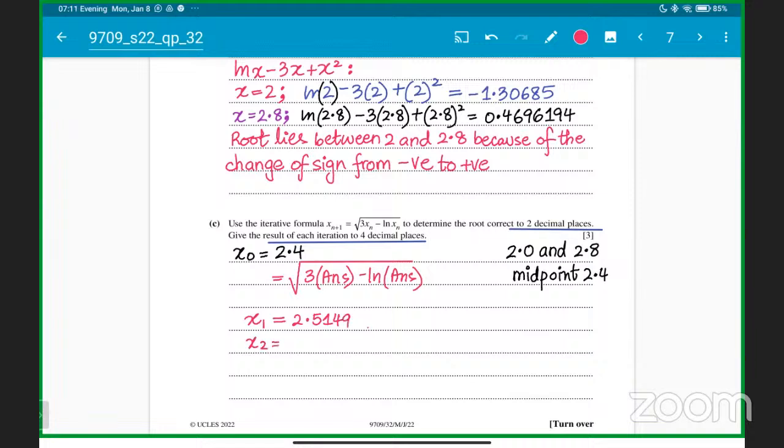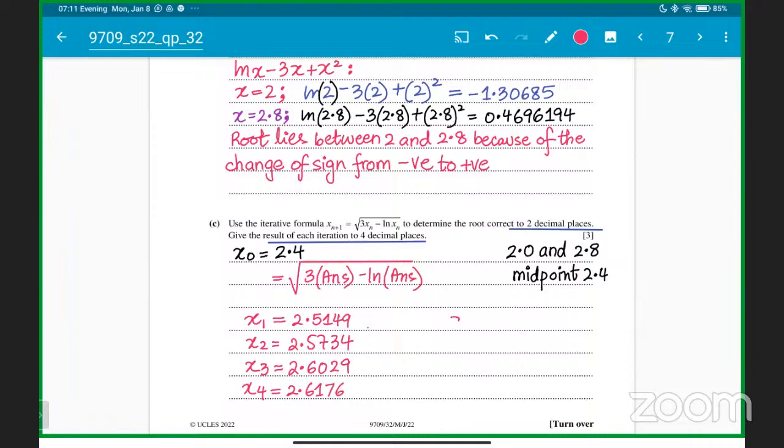Then press equals again, so I'm getting 2.5734 to 4 decimal places. You have to give the result of each iteration to 4 decimal places. Okay, students, so here we go. Then x3, the third one, is coming 2.6029. The fourth one is coming. Just press equals again and again and write down these answers.